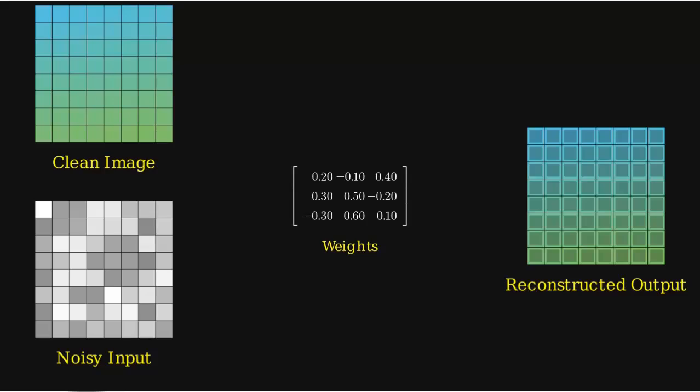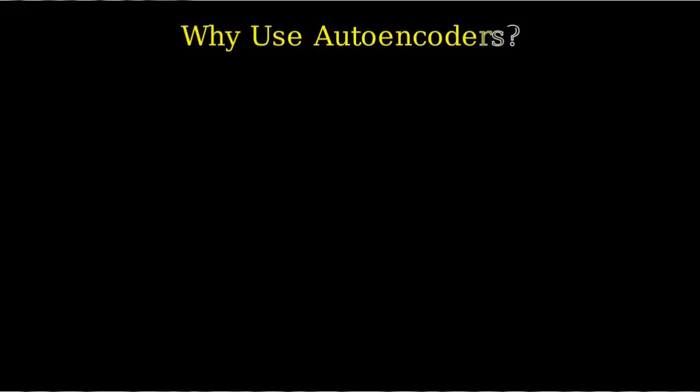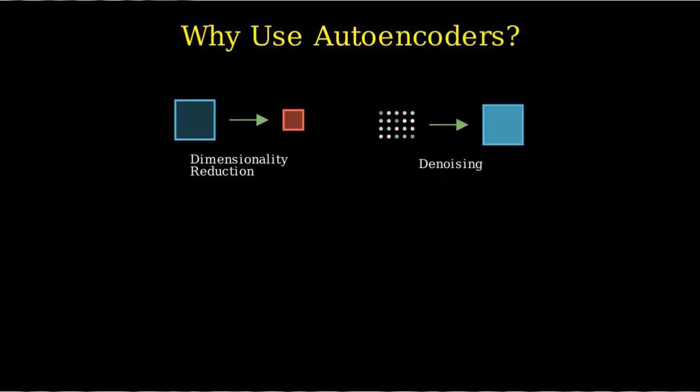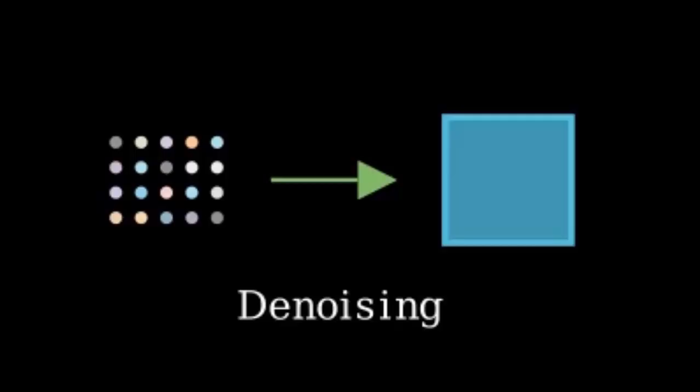So, why use autoencoders? Why is this reconstruction task useful? The autoencoder's ability to compress and reconstruct data enables several powerful applications. First one is dimensionality reduction. By using the latent space, we can reduce data size while keeping the most critical information, saving storage and computation time. Second is denoising. Autoencoders can be trained to recognize and remove noise by comparing corrupted input to clean outputs, a process we call denoising.